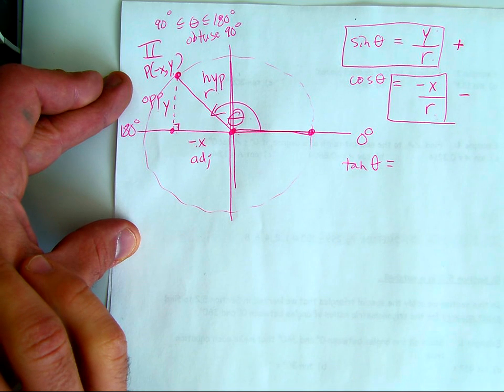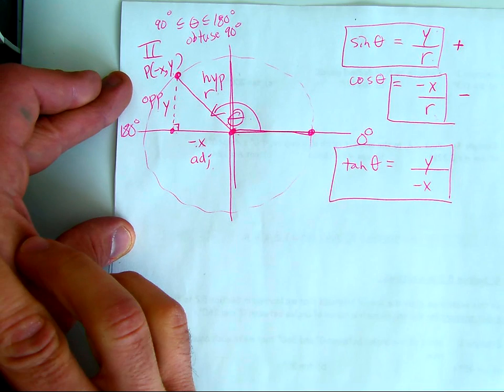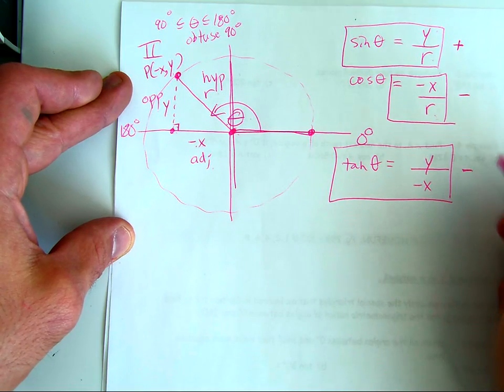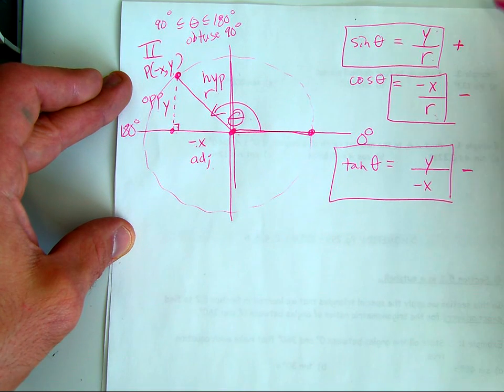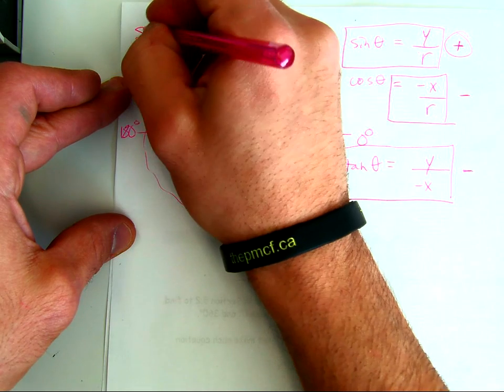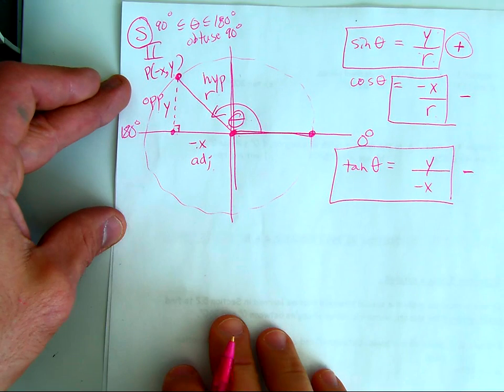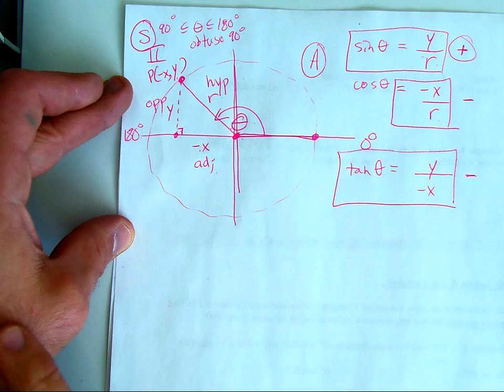And then if I look at tan, tan I know is opposite over adjacent. Opposite in this case is y over adjacent is negative x. So I end up with tan equal to y divided by negative x, and that will make this negative. So in quadrant number 2, the only thing that is positive is your sine function. Sine theta is positive in quadrant 2. So I'm going to label quadrant number 2 with a capital S for sine. Okay, so in quadrant number 1, all of them were positive. In quadrant number 2, only sine is positive.